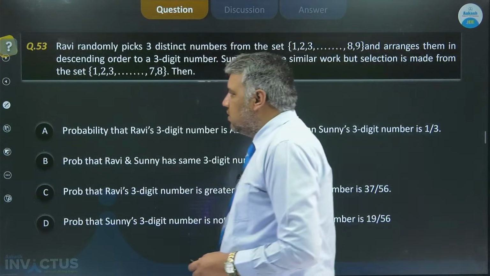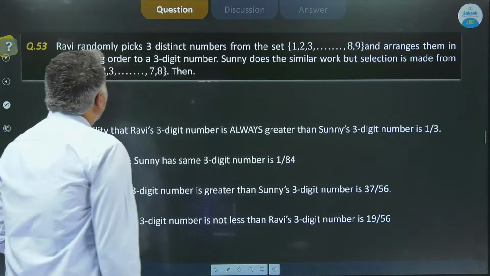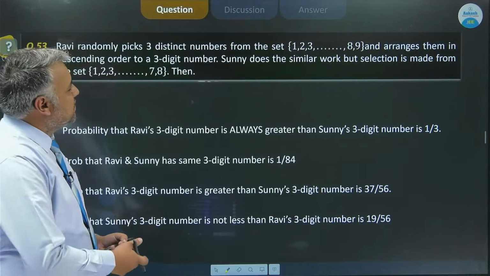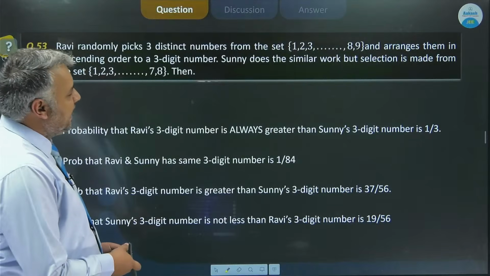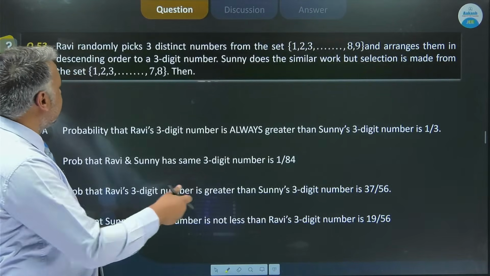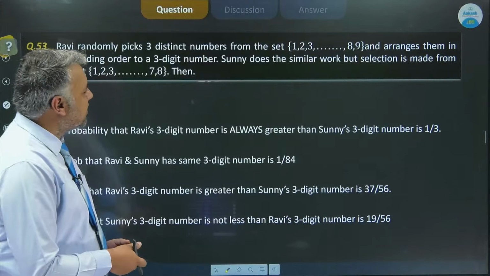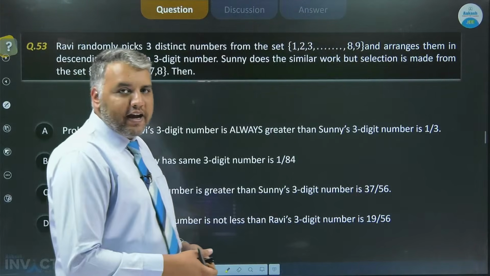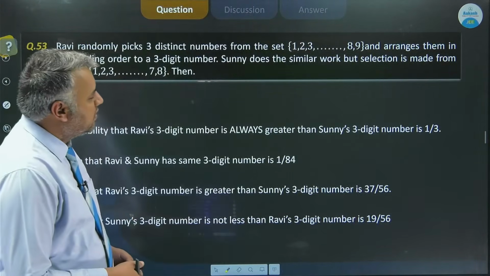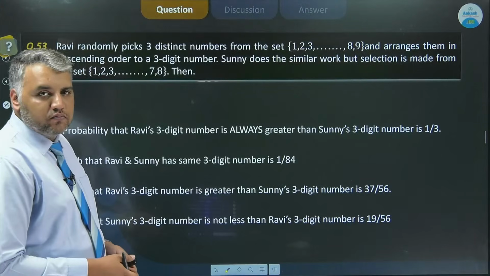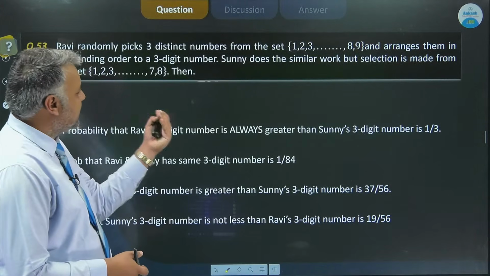Okay, next question, it is based on probability. Ravi randomly picks 3 distinct numbers from the set 1, 2, 3 up to 8, 9 and arranges them in descending order to form a 3-digit number. Like if he selects 2, 5 and 9, then the number will be 952. He will arrange the digits in descending order.